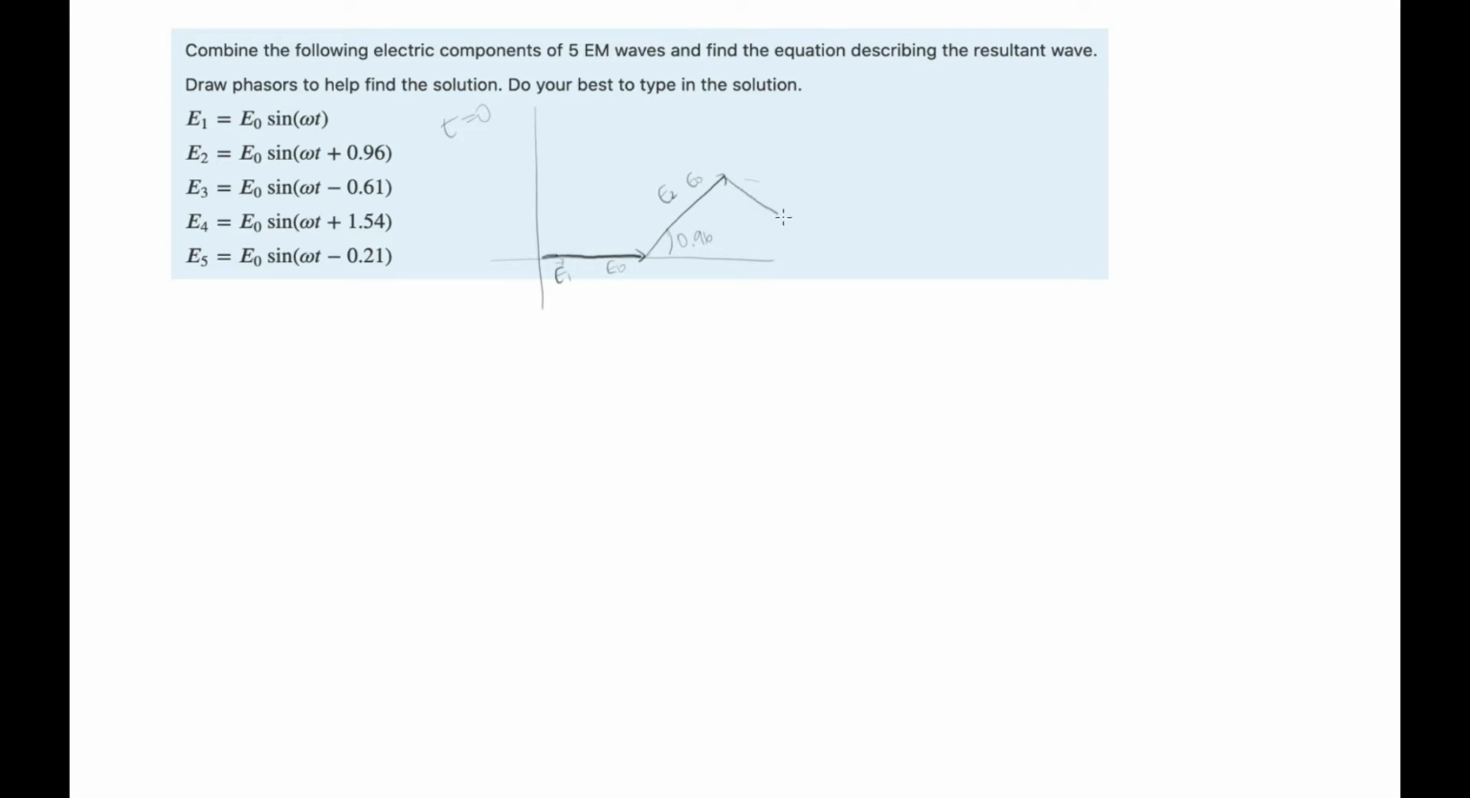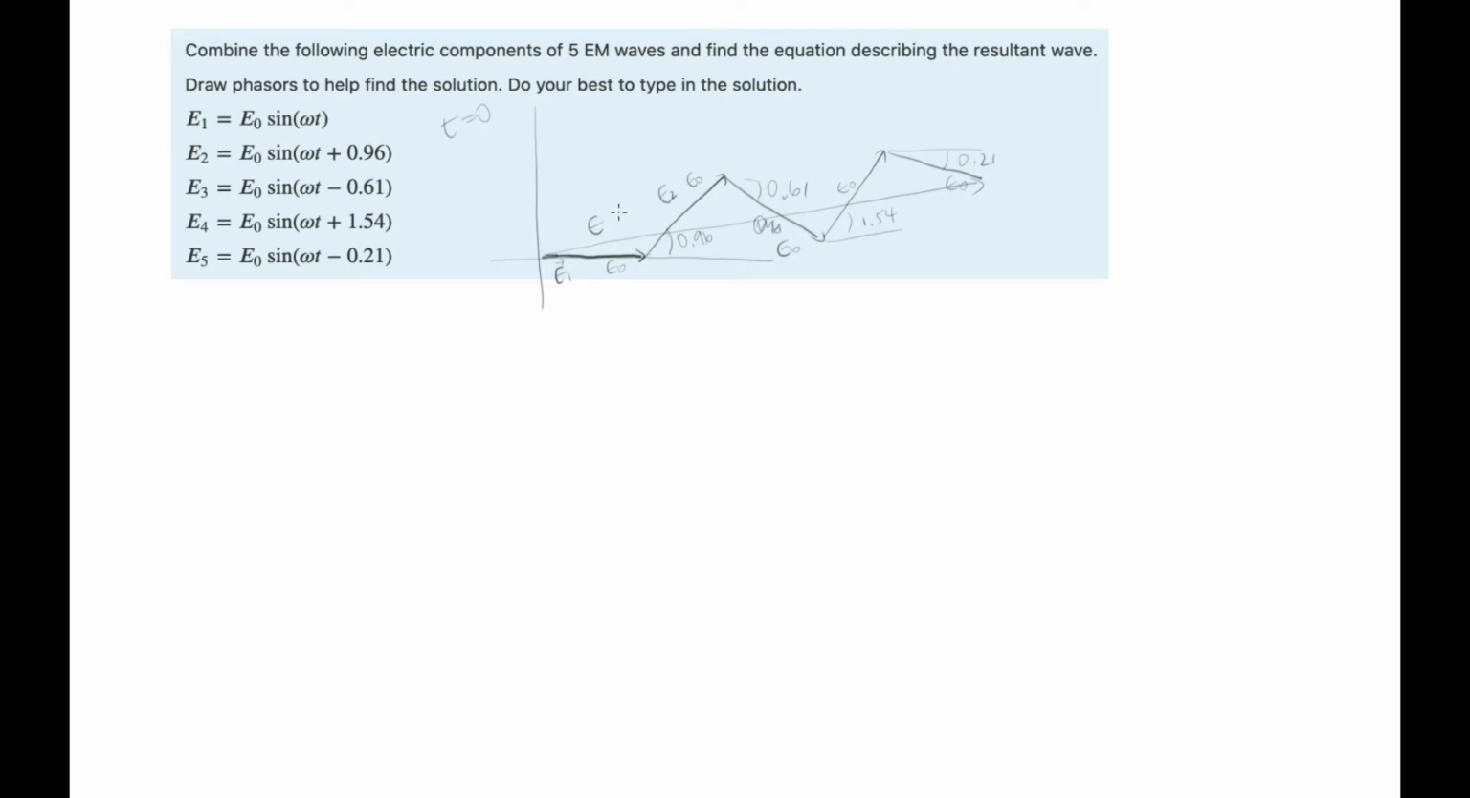Then we're subtracting 0.61 radians, and this is going to have a magnitude of E0. And then we're plussing 1.54, and then we're subtracting 0.21. This is our 1.54, and this is our negative 0.21, and these all have magnitudes of E0. Okay, so our resultant vector is probably going to look something like this.